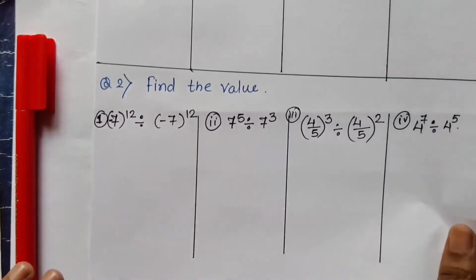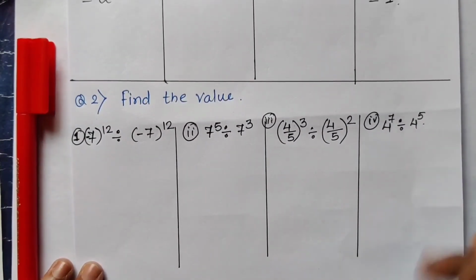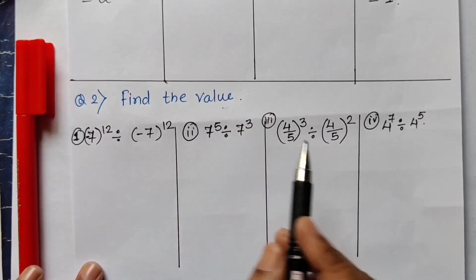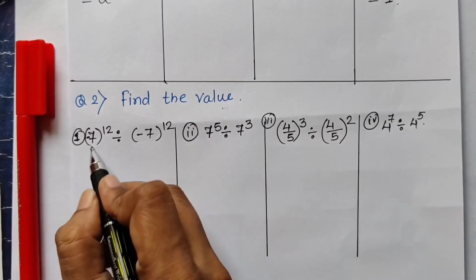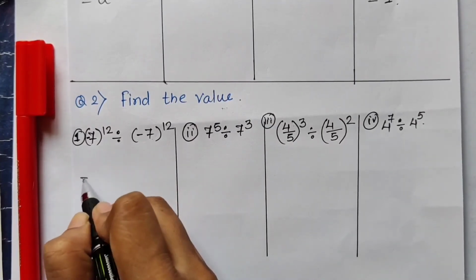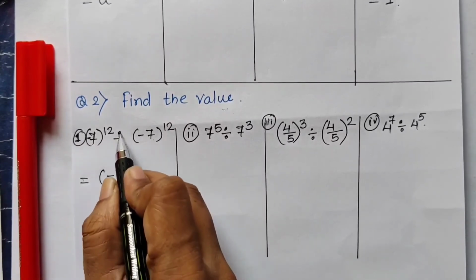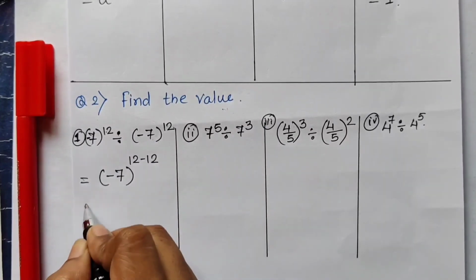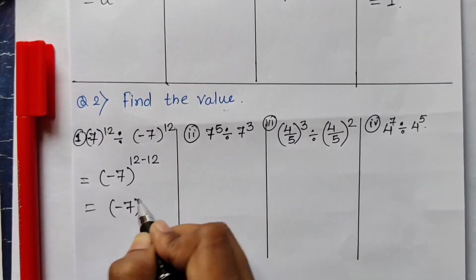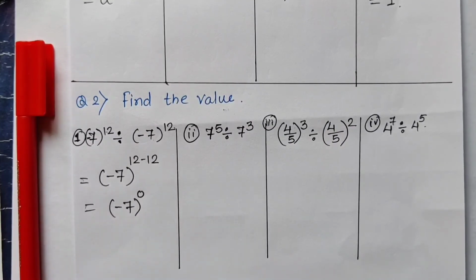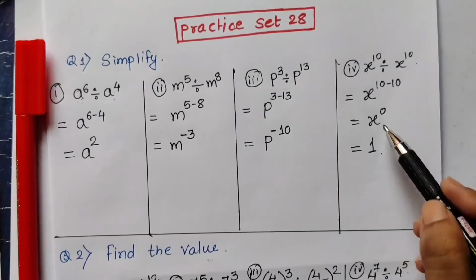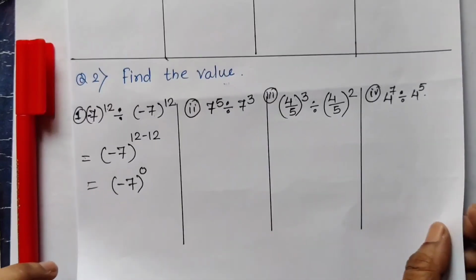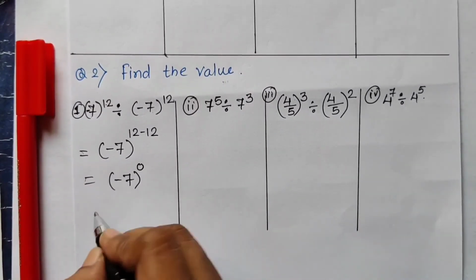Now let us see the second question from practice set 28. We have to find the value. We don't have to simplify only. We have to solve it also. So let us see. First is common base minus 7. So we write it one time. Division is there. That means we have to subtract the indices. 12 minus 12, so it is equal to minus 7 raised to, what is 12 minus 12? We get 0. And just now we have seen in the last sum of first question, when any number, any variable is raised to 0, answer is 1. So here also minus 7 raised to 0 means answer is 1.